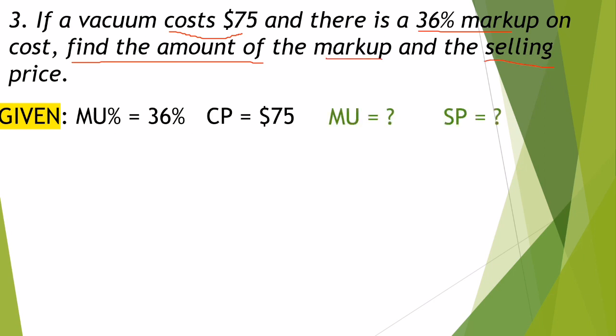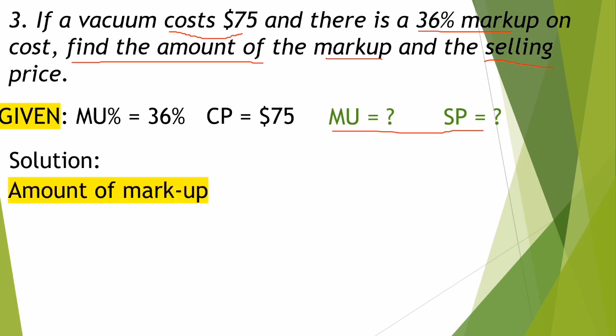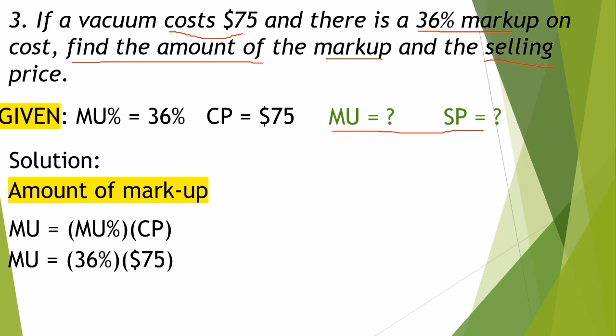So, MU and SP. Next, for our solution, in getting the amount of markup, we're going to use MU is equal to markup percentage times CP since they are the given. Next, substitute the given. For our markup percentage, we have 36%. And for our CP, we have $75.